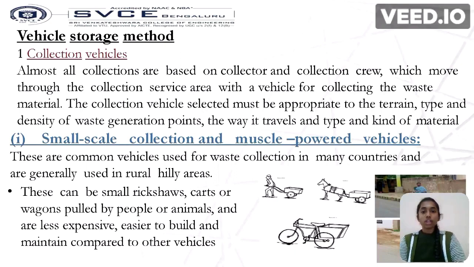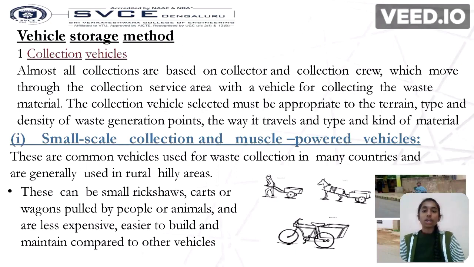Next, vehicle storage method. There are two types in the vehicle storage method: collection vehicle and compacted truck. Collection vehicles. Almost all collections are based on a collector and collection crew, which move along the collection service area with a vehicle for collecting the waste materials. The collection vehicle selected must be appropriate to the terrain, type, and density of waste generation points, the way it travels, and the types and kind of material.